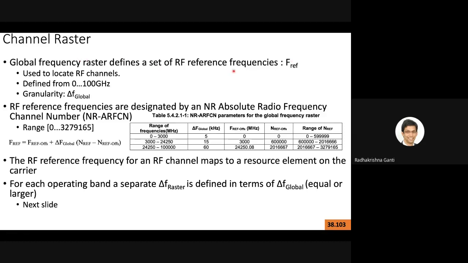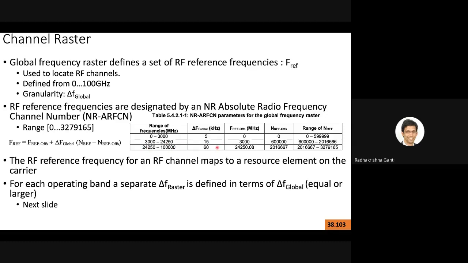It defines a set of reference frequencies, mainly used to locate the RF channels. This raster is present from 0 to 100 gigahertz, and the granularity, defined by delta F, changes for different frequency ranges. For example, below 3 gigahertz, the raster granularity is 5 kilohertz, so every 5 kilohertz your carrier can be there. From 3 to 24 gigahertz, it is 15 kilohertz, and from 24 gigahertz to 100 gigahertz, it is 60 kilohertz.